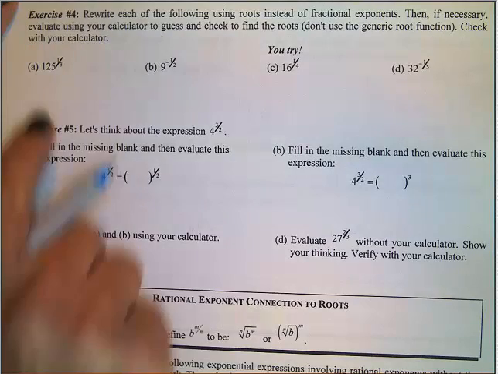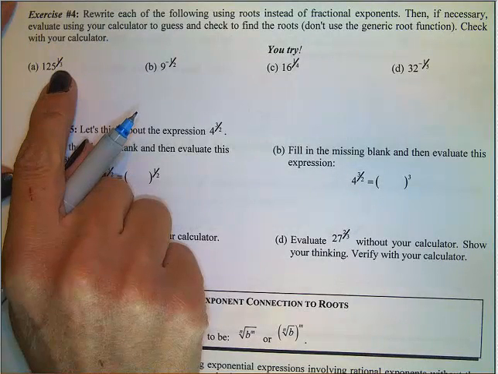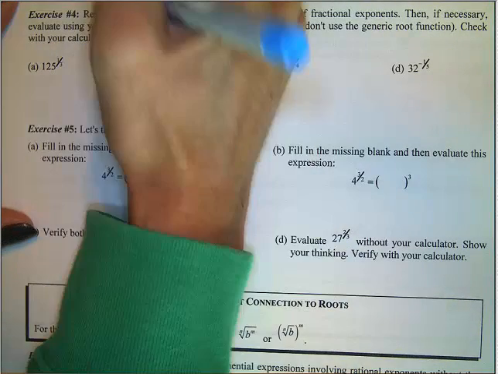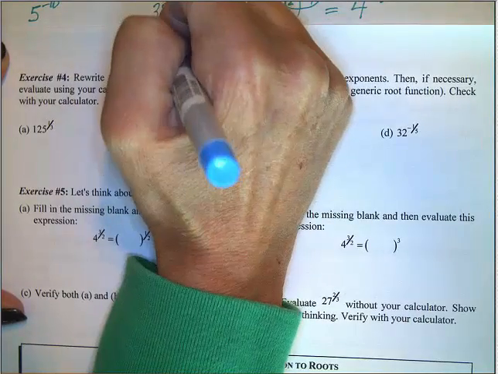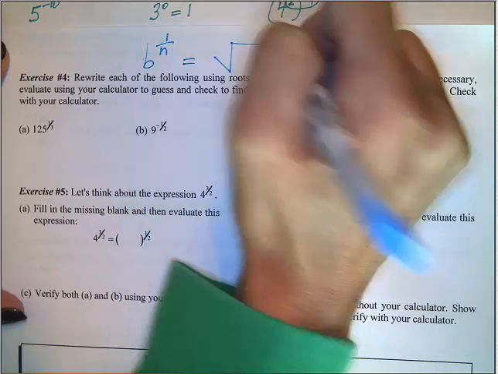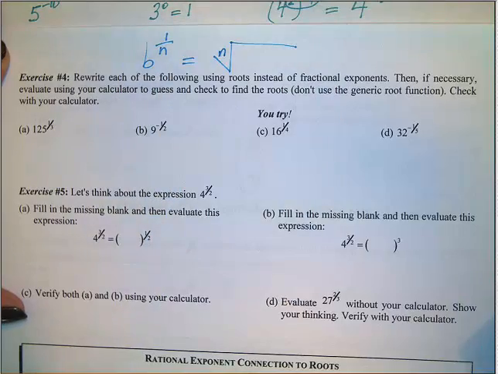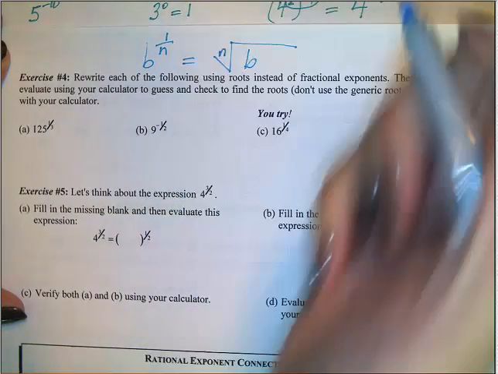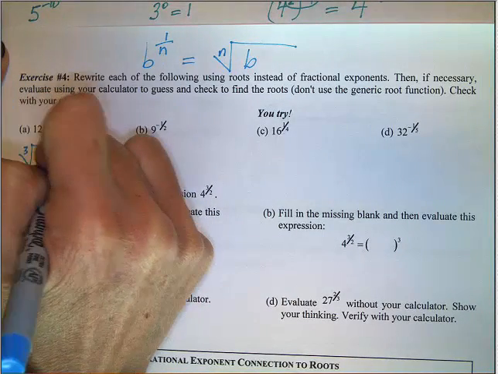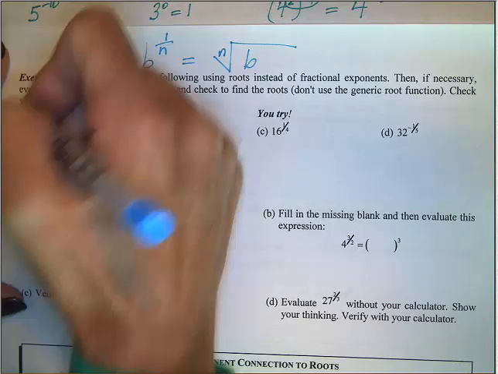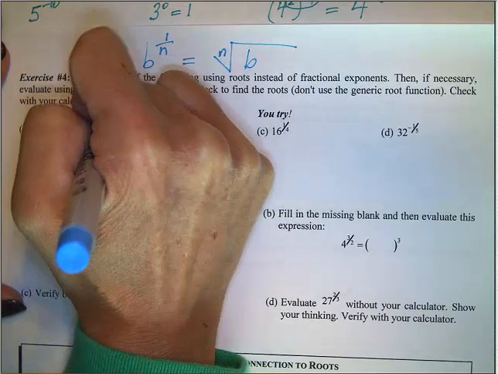So I wonder what 1 over 3 means. The formula on the other page said b to the 1 over n equals the nth root of b, where n is the index. So this really means the 3rd root of 125. So this means cube root, with a 3 on the bottom.